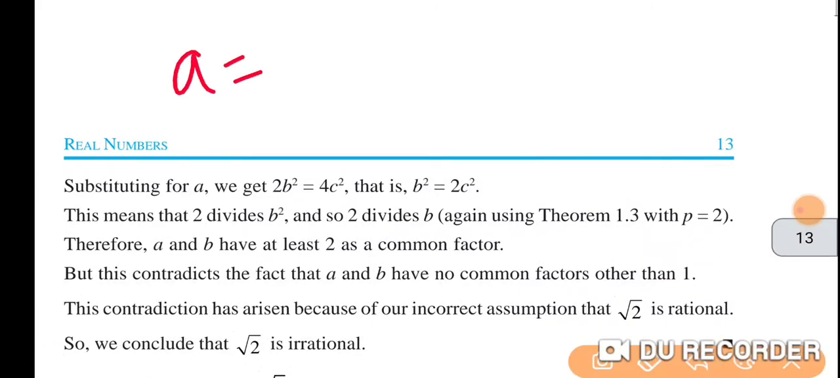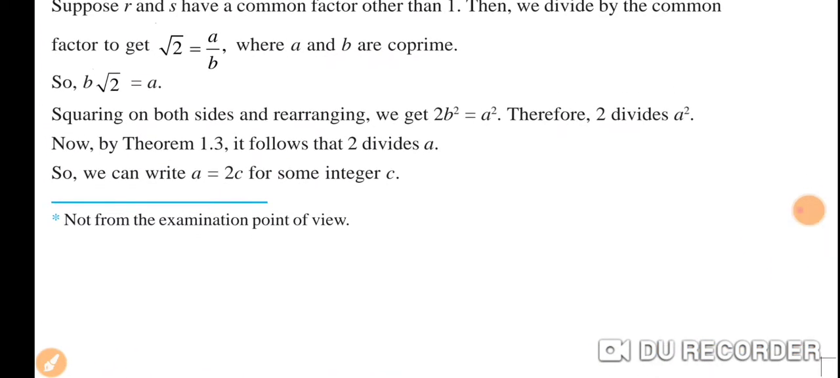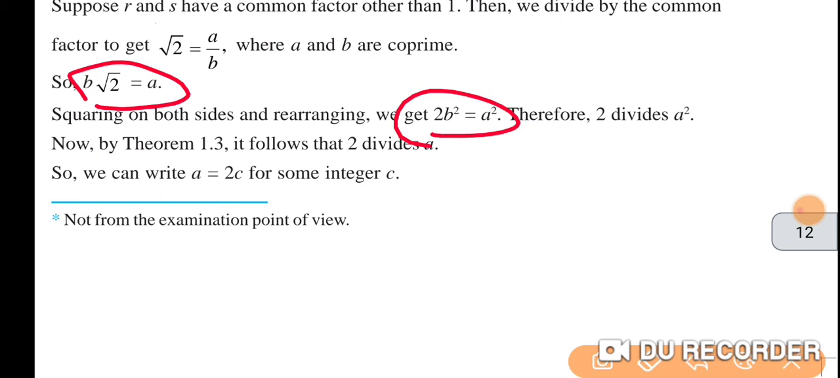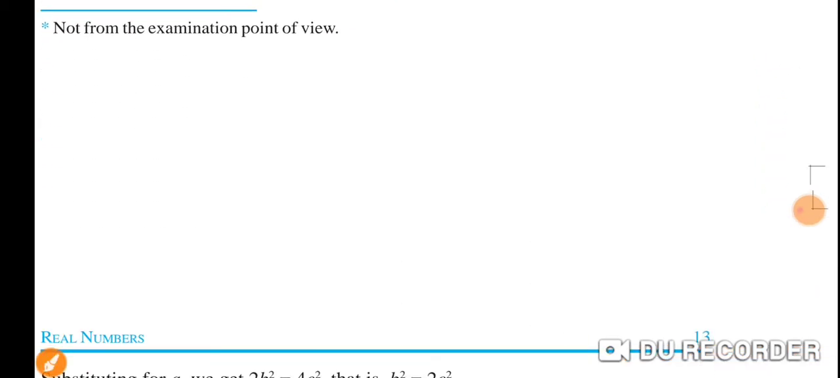A is equal to, just a minute, let me show it to you. A is equal to 2c, you're assuming. What did you get over here? You have got A square is equal to 2b square, isn't it? So in this part you are going to substitute. What are you going to substitute? A is equal to 2c.